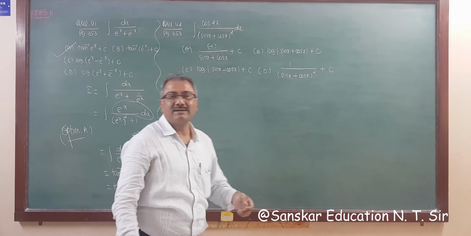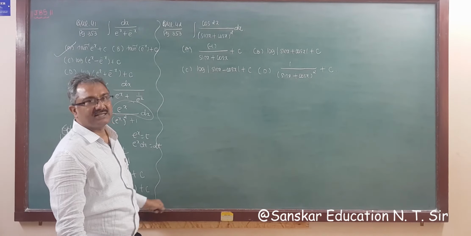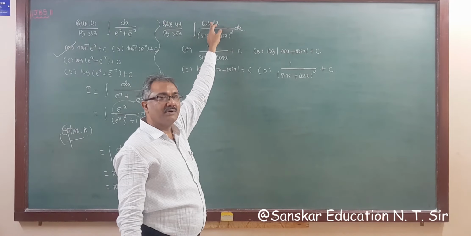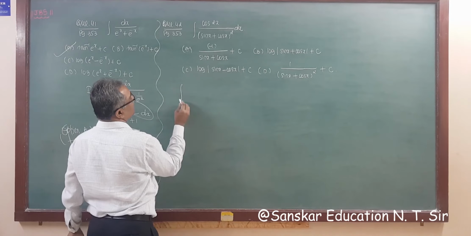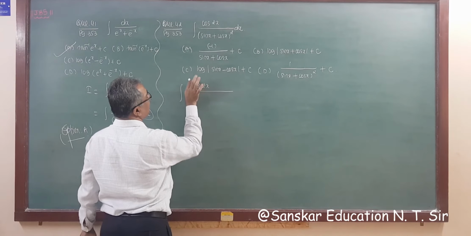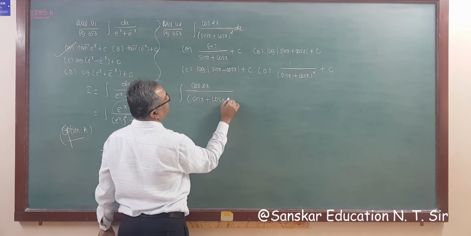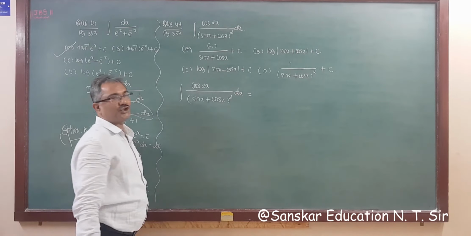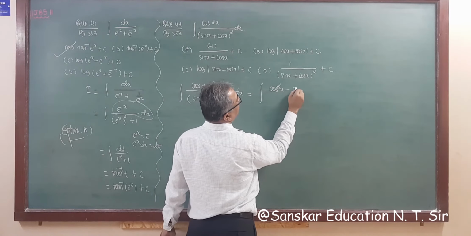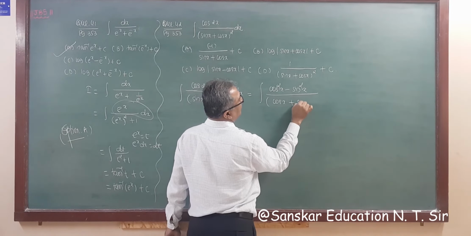Now question 42, right? Cos x upon sin x plus cos x. This has sin x plus cos x whole square, something like this can come here. Remember, recall, integration of cos twice x whole upon sin x plus cos x whole square. You have the formula for cos twice x is cos square minus sin square. So applying that formula, we get cos square x minus sin square x whole upon cos x plus sin x whole square dx.